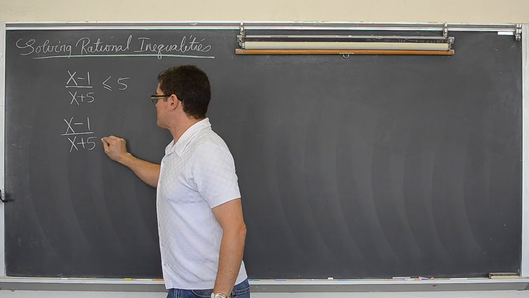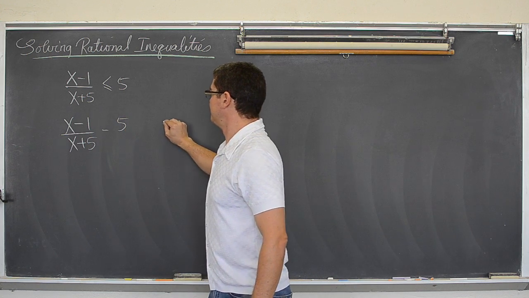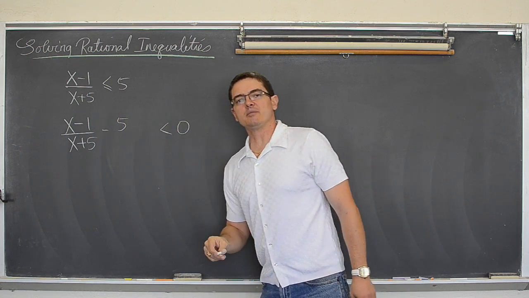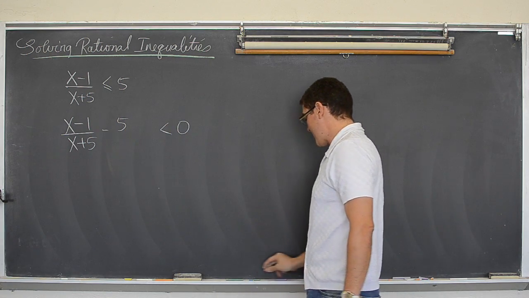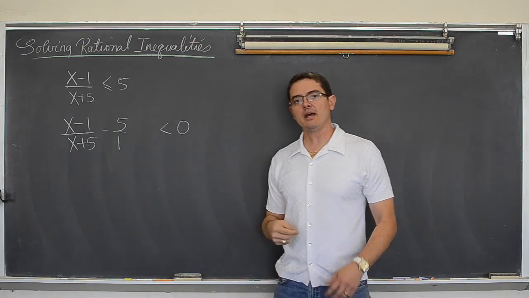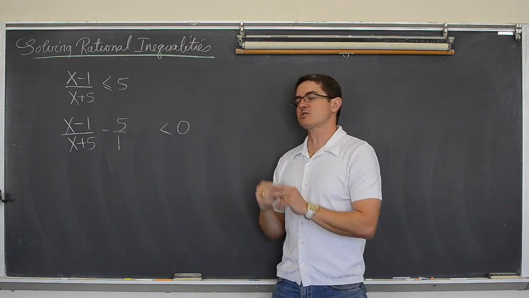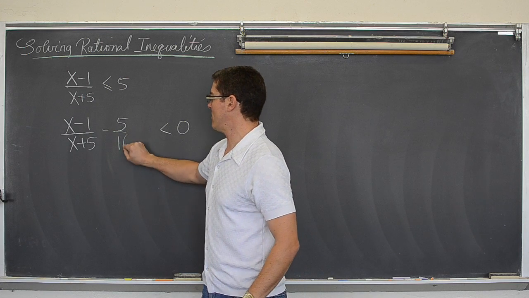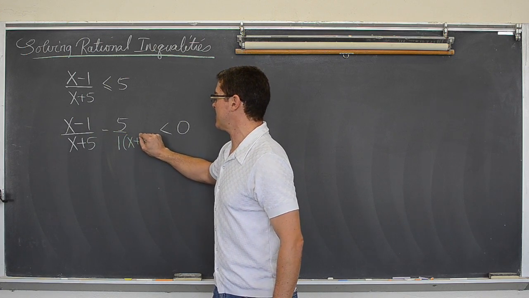So what we're going to do is subtract both sides by 5. And you can see I'm leaving a lot of space because we're going to have to put that over 1 and find a common denominator so that I have that one fraction on the left-hand side. So I'm going to multiply both the top and bottom by x plus 5.